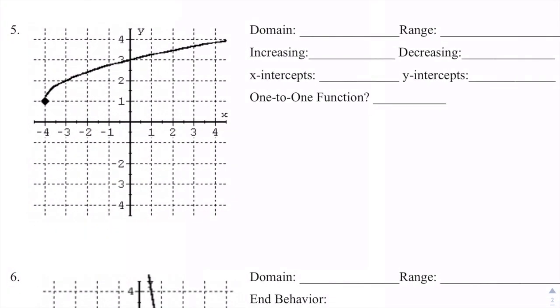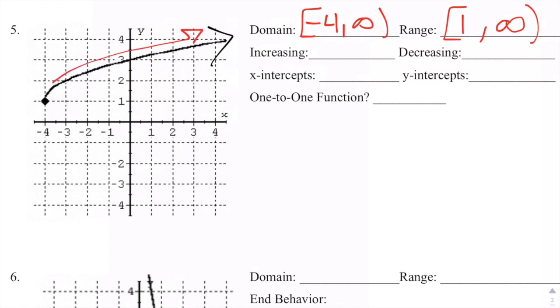So now here we have a square root graph, and so for the square root graph, our domain is going from negative 4 to infinity, and our range is going from 1 to infinity. This is always increasing because the slope of this is always positive. So remember, it's talking about our domain here, though. So it's increasing from negative 4 to infinity, and it's never decreasing.